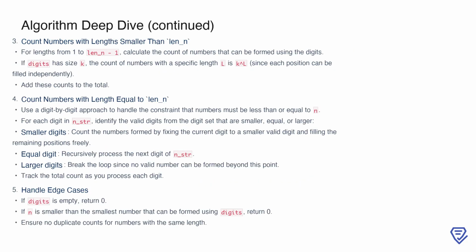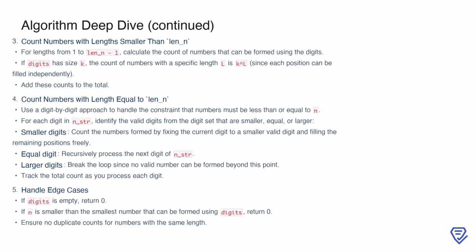To solve the problem, we first count numbers with lengths smaller than len_n. For every length from 1 to len_n - 1, the total number of numbers that can be formed is calculated as k^l, where k is the size of the digits array, and l is the current length. This formula works because each position in the number can be filled independently with any digit from the set. Once these counts are calculated, we add them to a running total.